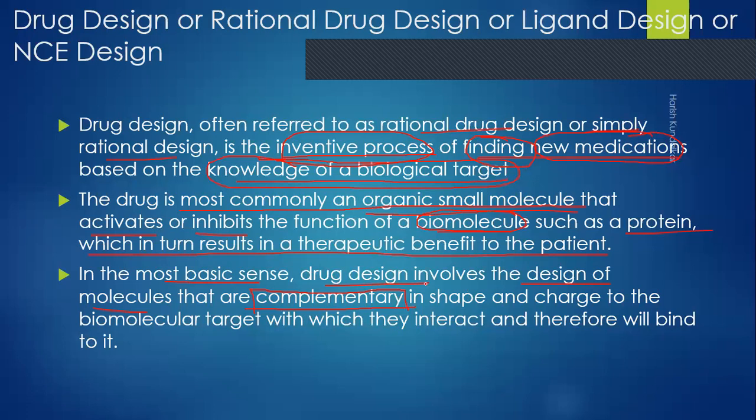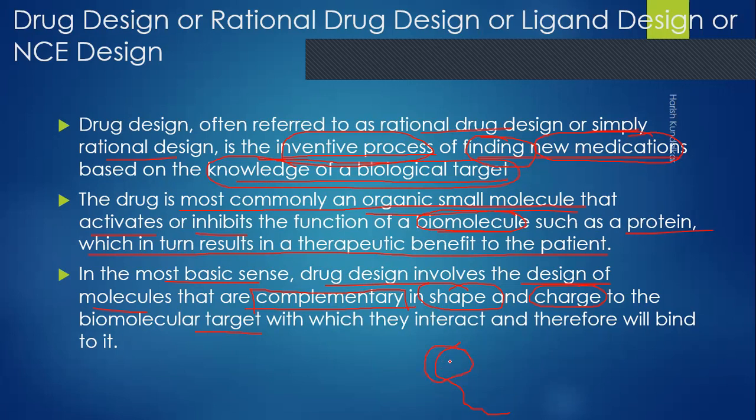Okay, complementary in terms of shape and complementary in terms of charge to the biomolecular target with which they are going to interact, and therefore the drug would bind to it, right? So for instance, as we had taken this example last time, okay, so if suppose this is a protein and then we want to devise a ligand or a drug against this particular protein, then what we'll do, we'll look into the active site first. Say suppose this is the active site. Okay, this particular site is the active site of the protein. Then we want the drug to bind to this particular active site.